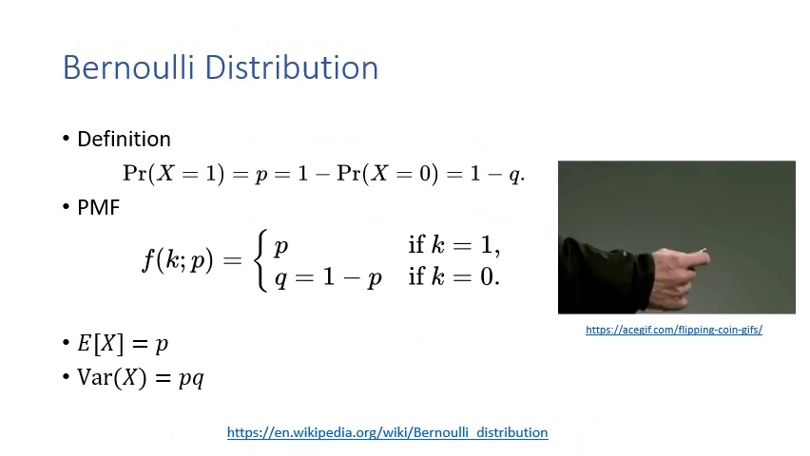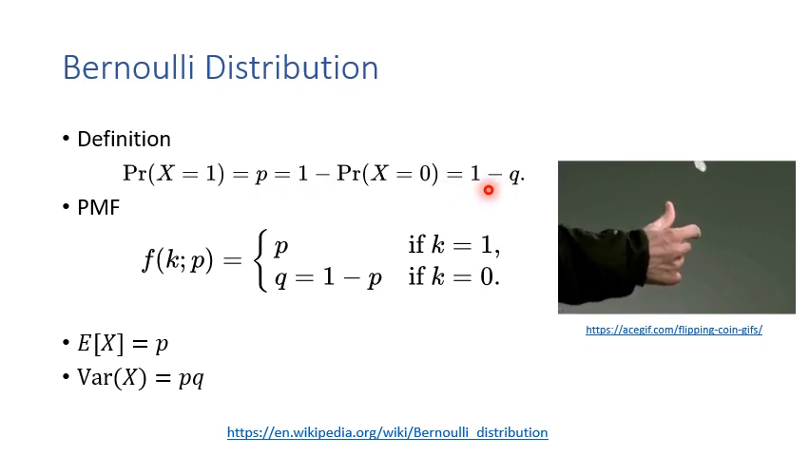Another probability distribution worth mentioning is the Bernoulli distribution. The Bernoulli distribution has only two events. The first is that the random variable equals 1. The other is that the random variable equals 0. So it's like flipping a coin. There are two outcomes, head or tail. The probability of the random variable equals 1 is p, and the probability of the random variable equals 0 is q. Because there are only two events, p plus q is equal to 1, so p is equal to 1 minus q. That's the definition of Bernoulli.